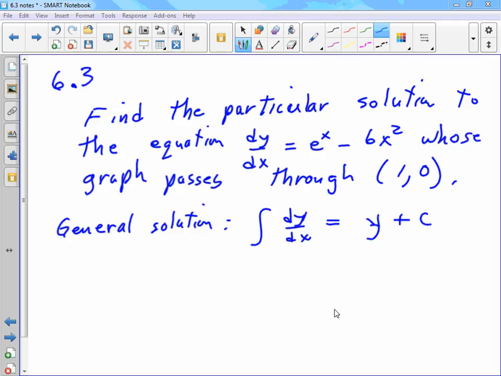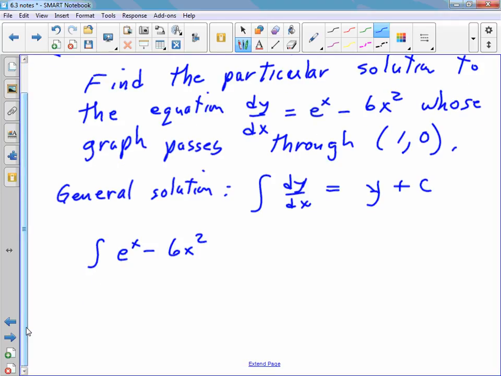Right. So let's think about what that means. That means we're going to take the integral of e to the x minus 6x squared. Ian, you're up to bat. What does that give us? I should say this is the indefinite integral or antiderivative. An integral would have limits of integration here and here.